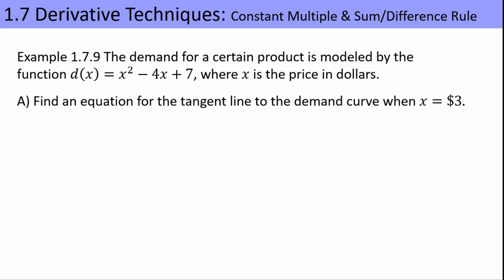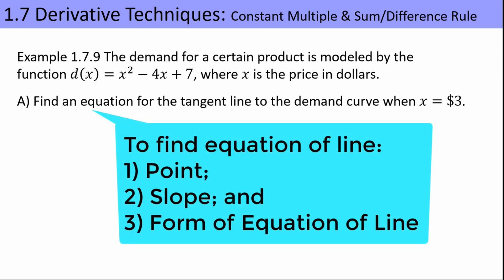Example 1.7.9. The demand for a certain product is modeled by the function d of x equals x squared minus 4x plus 7, where x is the price in dollars. A. Find an equation for the tangent line to the demand curve when x equals $3. Let's recall that in order to get the equation of a line, you need 3 items. They are 1, the point on the line, 2, the slope of that line, and 3, the equation of the line.